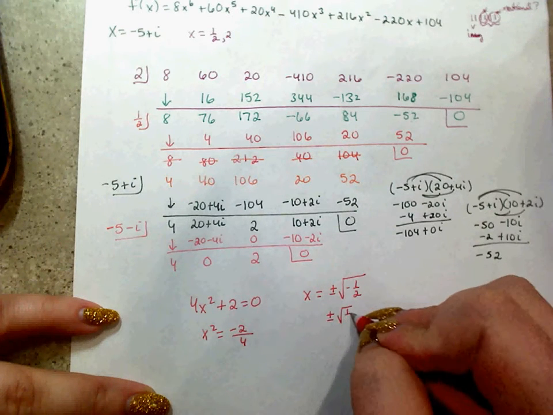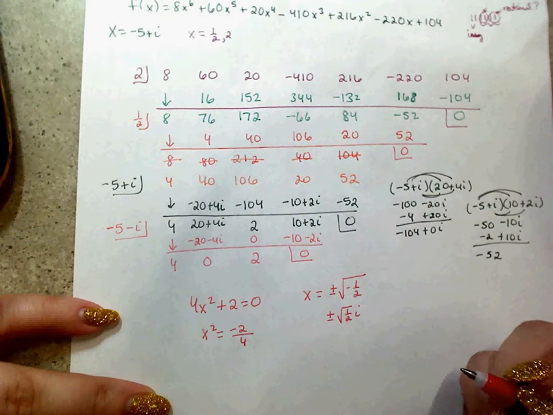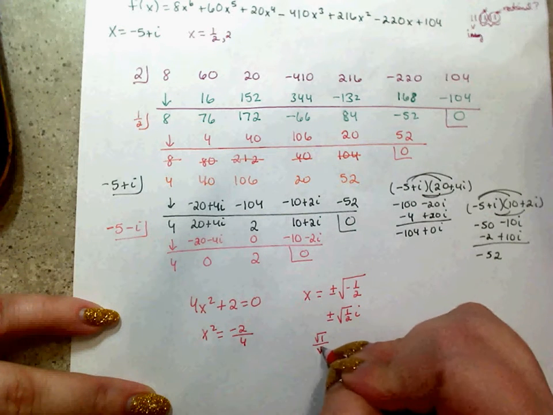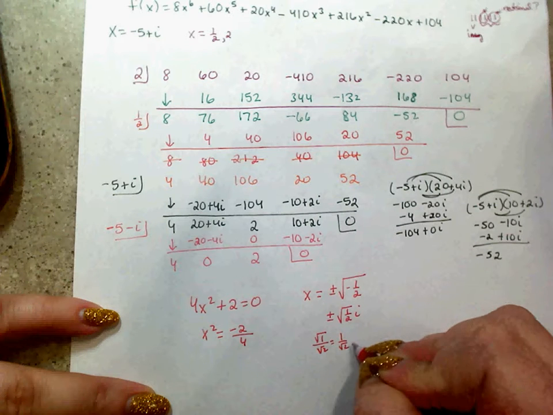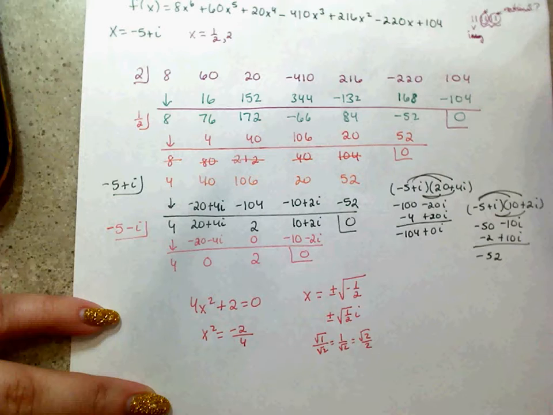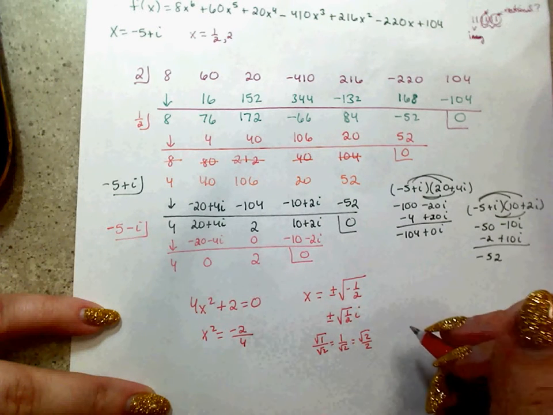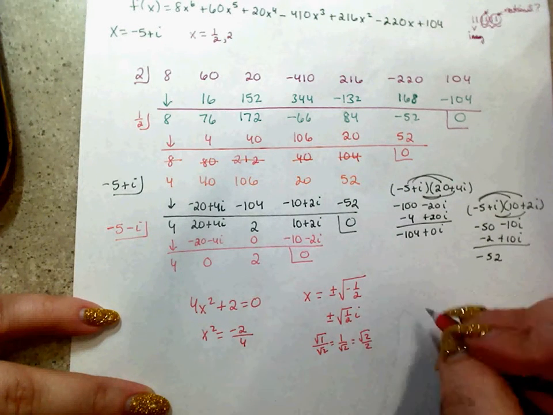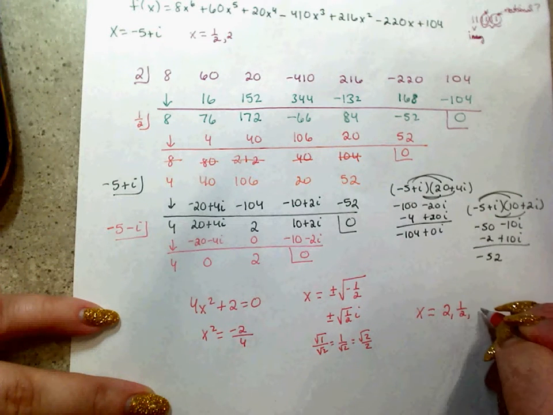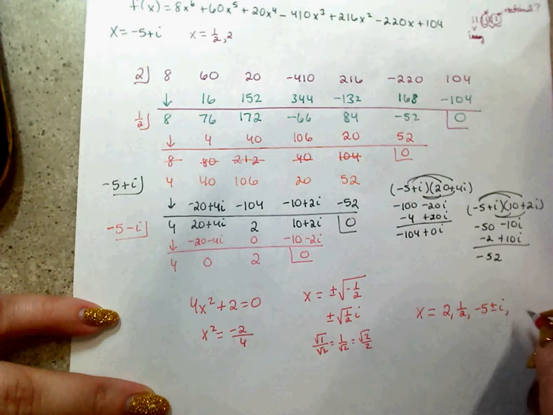You could say the square root of 1 over the square root of 2 is 1 over the square root of 2, which equals the square root of 2 over 2. I would accept that. I would accept 1 over the square root of 2. I would accept the square root of 1/2, as long as you have the i as well. So x equals negative 5 plus and minus i, and plus and minus the square root of 1/2 i. And there's all your roots.